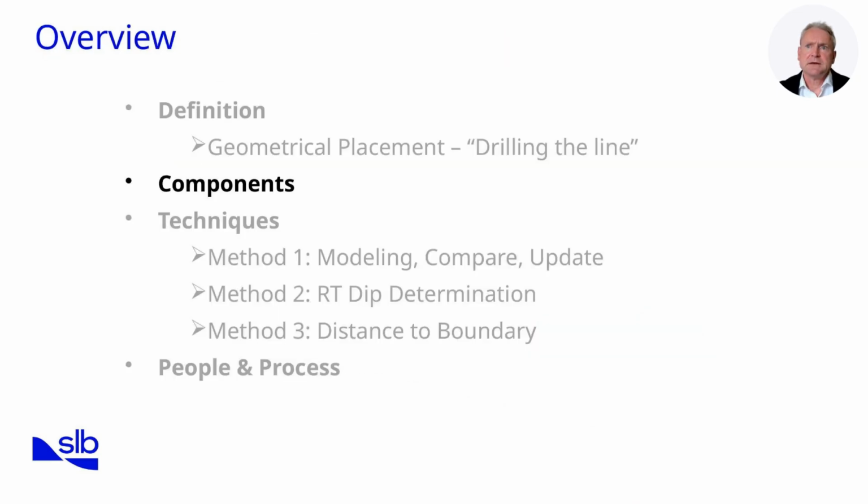Here we revisit the overview. We covered the definition, that is, geosteering is about geometrical placement. In simple words, it is drilling the line. That line is the intersection of the planned trajectory and the actual geological target. Let's move on to the next topic, which is components. These include drilling and logging technology, software platforms, and people. Each of these will be covered in subsequent slides.